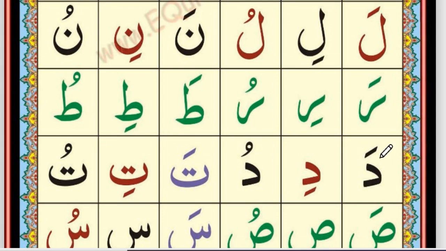Come to the next. This is dal. Dal and ta have the same pronunciation. We have to touch the tip of our tongue to the roots of the upper two front teeth. Dal, zabar da. Dal, zair di. Dal, pesh du. Da, di, du.